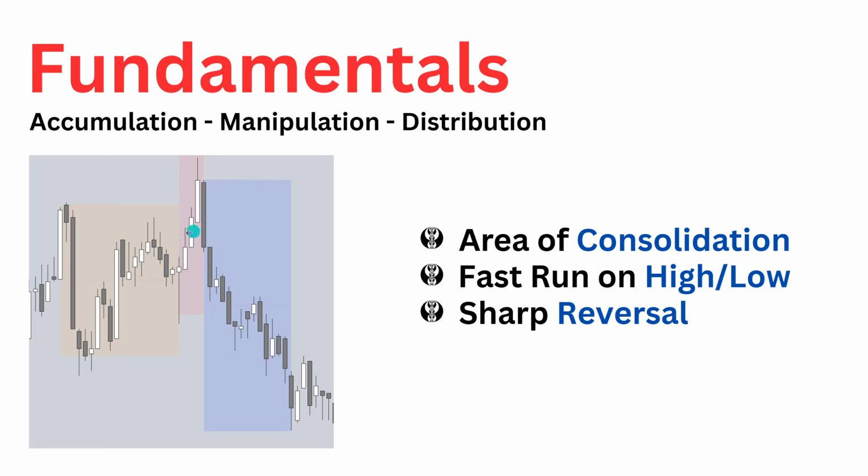You want to see equal highs or relative equal highs or relative equal lows. That creates a triangle, a bit like the retail pattern where it will continue to leave highs and lows for the breakout. However, we don't want to trade the initial breakout because we're anticipating that that's the manipulation. So this is where we get the second step, which is a fast run on the high or low.